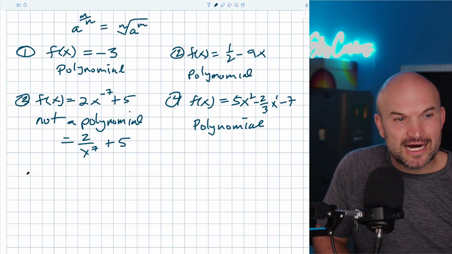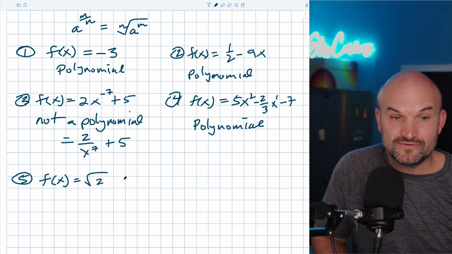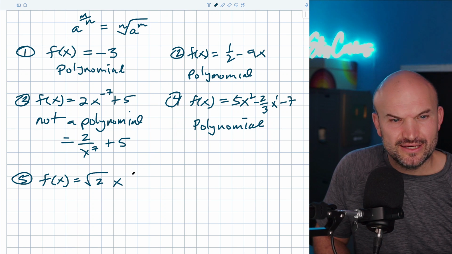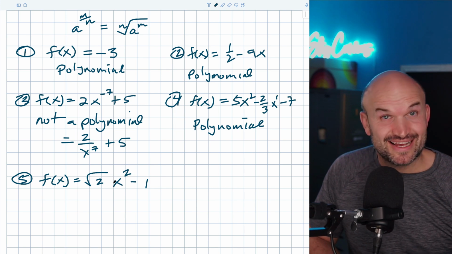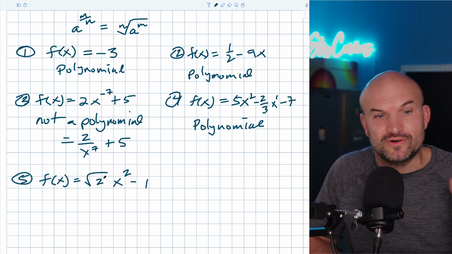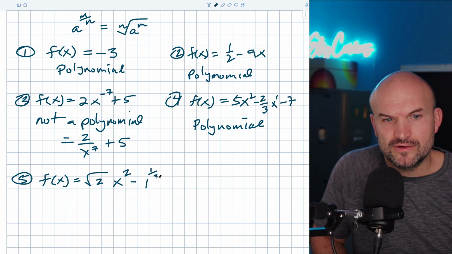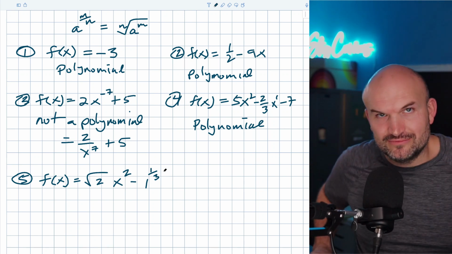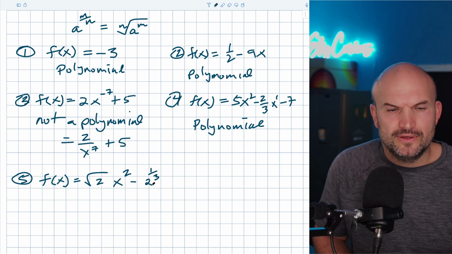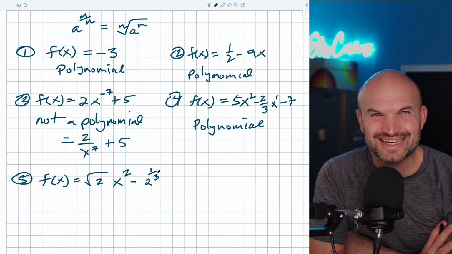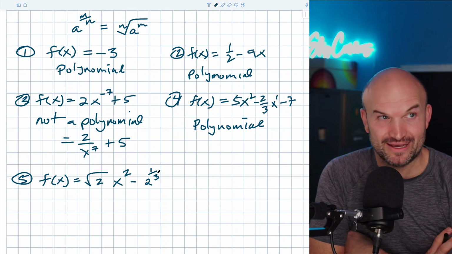And then let's see, number 5. Let's say I have f(x) = the square root of 2 times x squared minus 1. In this case, this one's a very confusing one because a lot of students see the square root and they're like, oh, actually, I'm sorry. It was 2 to the 1/3 power, which is very confusing. So if you look at this problem, you're like, what? We have fractional powers and we have a square root, so there's no way this is a polynomial.